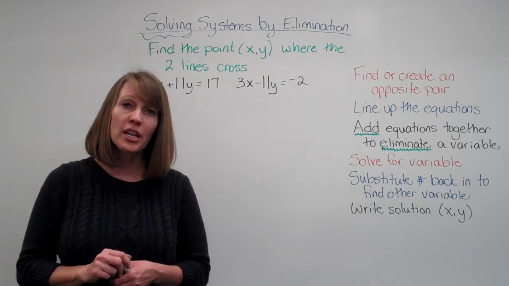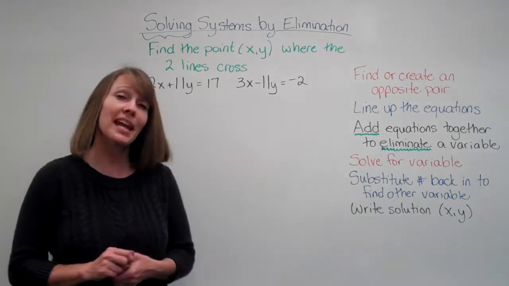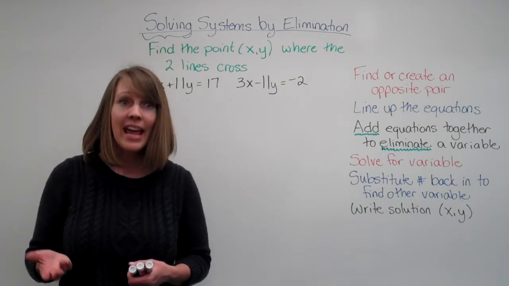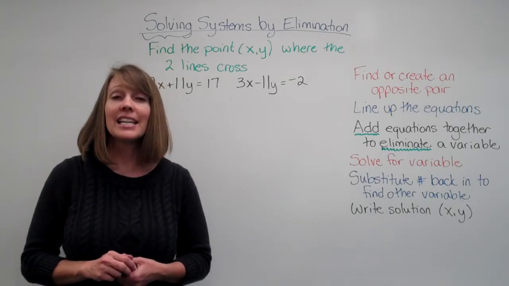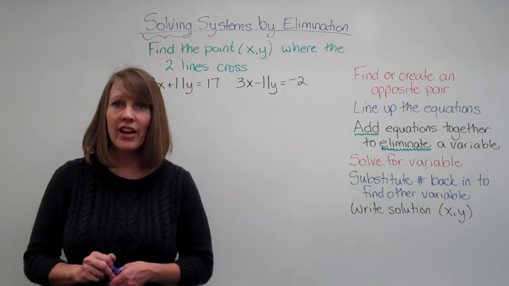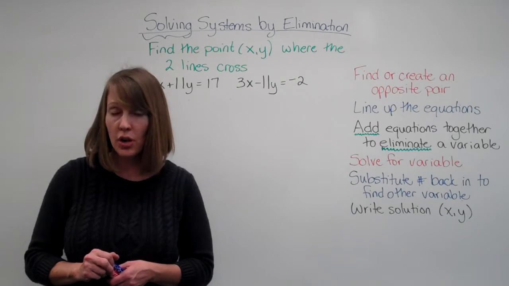The third way we're going to do it is called the elimination method. It's also sometimes called combination method. It's also sometimes called the addition method, and you'll see why as we go through this. Again, we're just trying to find the point where these two lines cross.